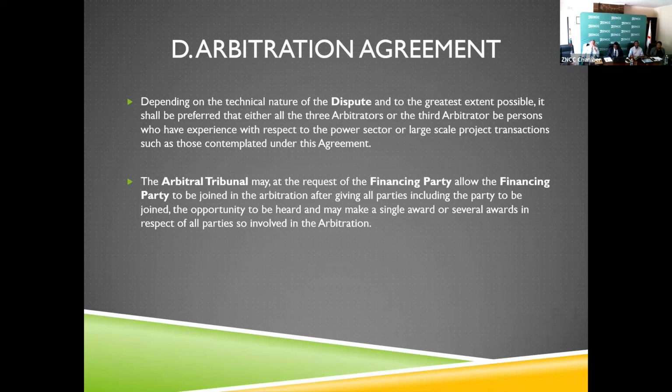Then, as far as the arbitration agreement is concerned, I know that you've already spoken about it, so I'm just going to highlight some of the clauses that you can include if you are in the energy sector. For example, if you know that this is a dispute of a technical nature, then with three arbitrators, you can have one of them be someone who has experience in the power sector. Or you can have the other two, who don't have experience, but the umpire who has experience with the power sector.